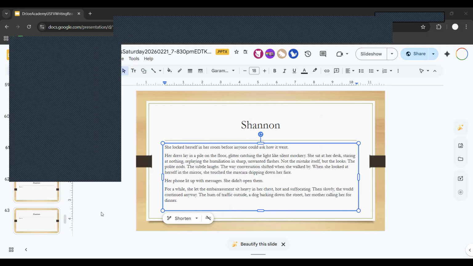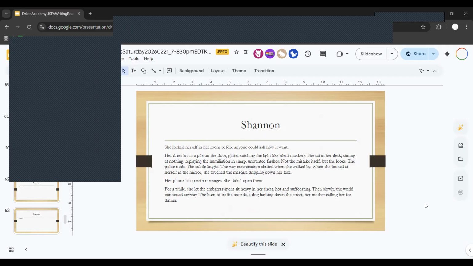Her phone lit up with messages. She didn't open them. For a while, she let the embarrassment sit heavy in her chest, hot and suffocating. Then slowly, the world continued anyway. The hum of traffic outside, a dog barking down the street, her mother calling for her for dinner.